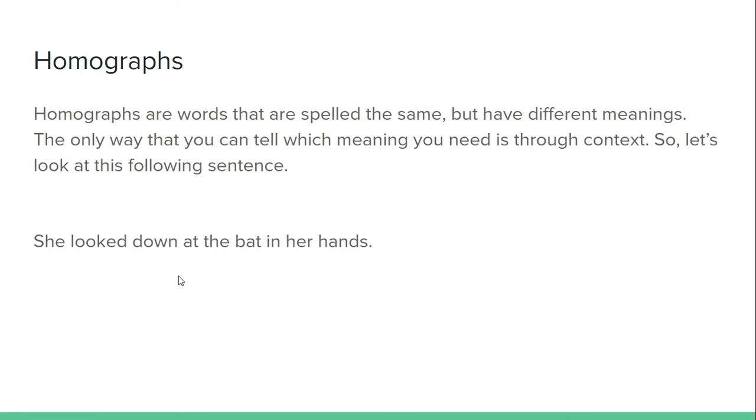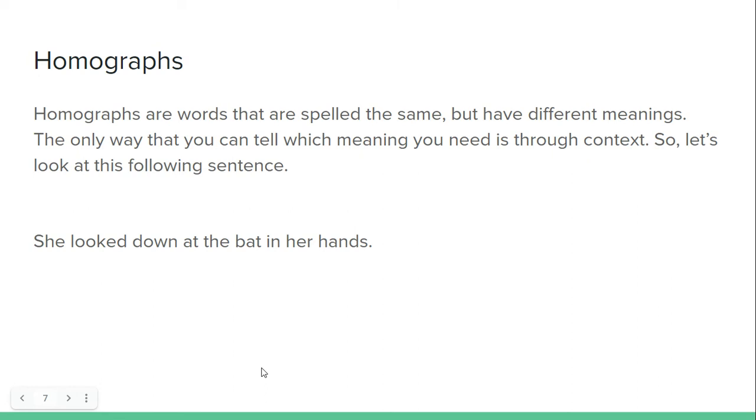Sometimes, though, the situation can get tricky, especially if you have a homograph. So a homograph is a word that is spelled the same as another word, but it has different meanings. So the only way that you can really tell which meaning you need is through context. So let's take a look at this following sentence. She looked down at the bat in her hands. Okay, so she looked down at the bat in her hands. We're thinking about the word bat here.